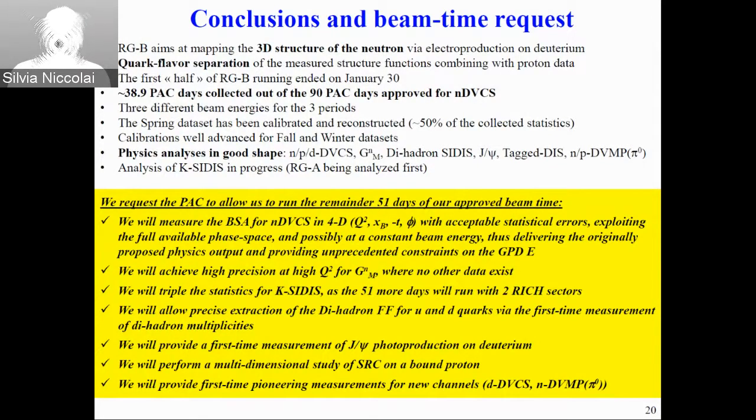We'll also do a first-time measurement of dihadron multiplicities and extract the dihadron fragmentation function, separating the u and d quark contributions. First-time measurement of J/psi photoproduction on deuterium, which the current data don't allow us to perform, a multidimensional study of short range correlation of the bound neutron, and first-time measurement for new channels from DVCS and DVMP on the neutron.